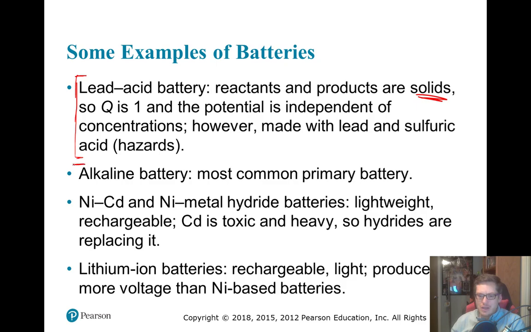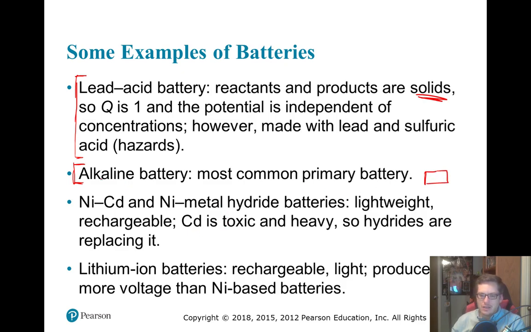Alkaline batteries, right? Alkaline means basic. All right, and so these are the most common type of primary batteries: AA, AAA, D, C batteries, and so forth. Even those little button batteries that you put in watches, they look like little flat discs. So those are alkaline batteries.